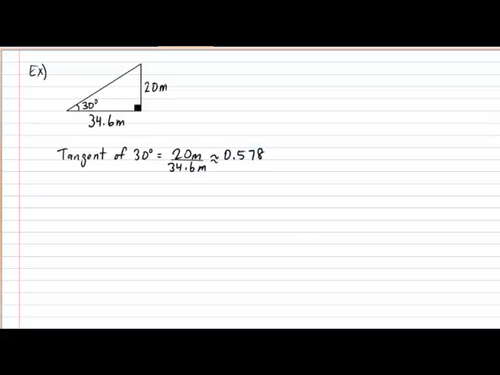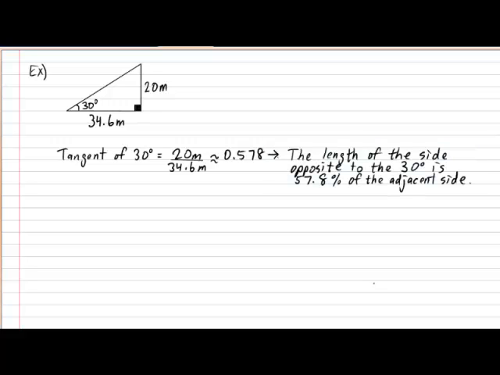0.578. This means that in a right triangle where the angle under investigation is 30 degrees, the length of the side opposite to the 30 degrees will always be around 57.8% of the length of the adjacent side.